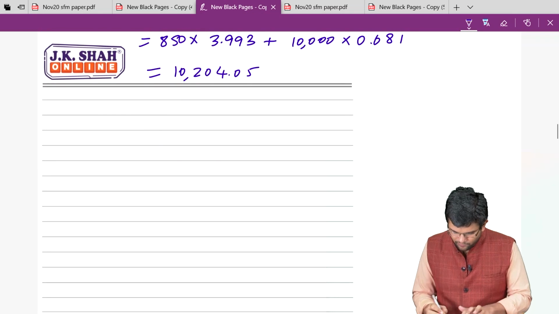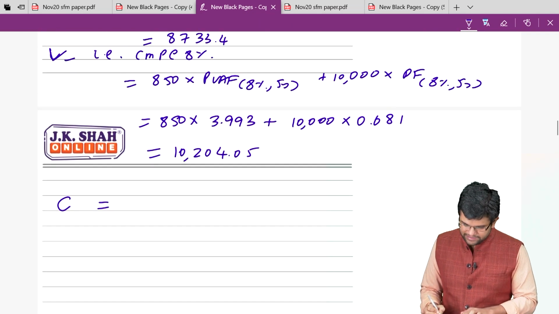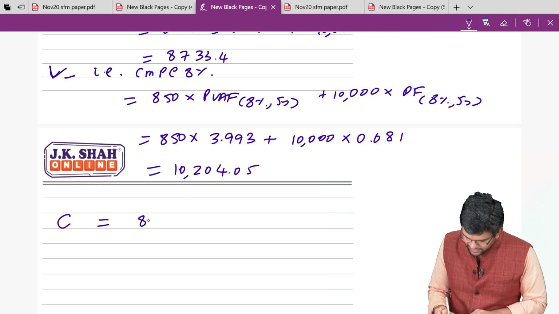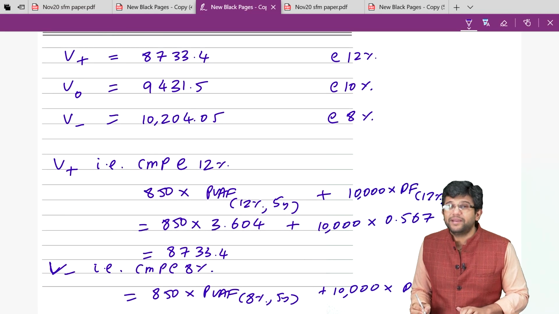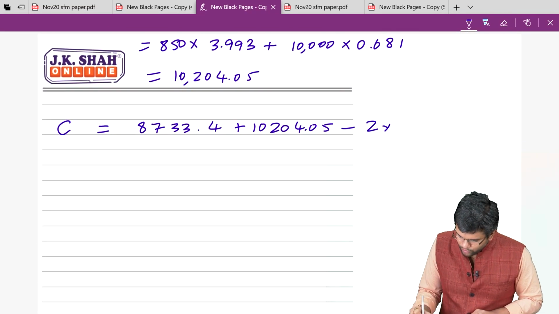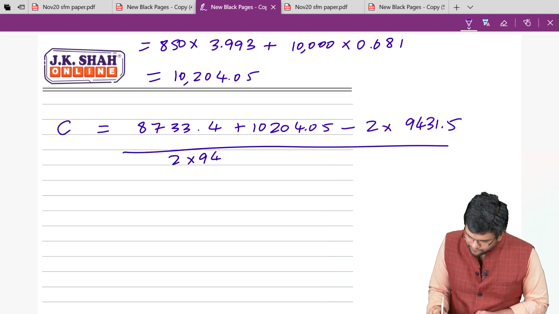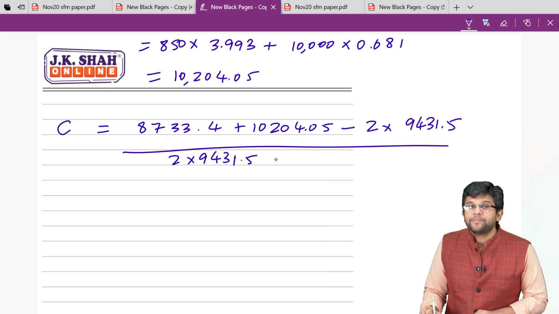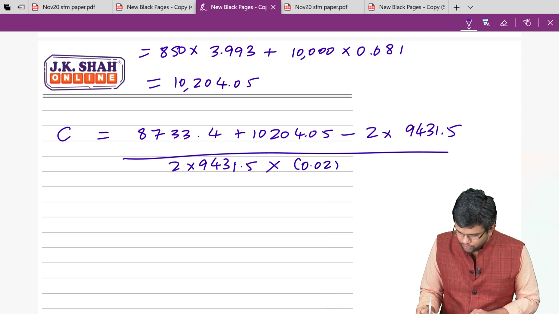Now we will get that convexity formula here. V plus plus V minus, this will be 8733.4 plus 10,204.05 minus 2V0. V0 is 9431.5, so I'll write down 2 into 9431.5, the whole divided by 2V0, again 2 into 9431.5. Correct, children? Here the delta of y is 2%, so I'll write down 0.02 square.